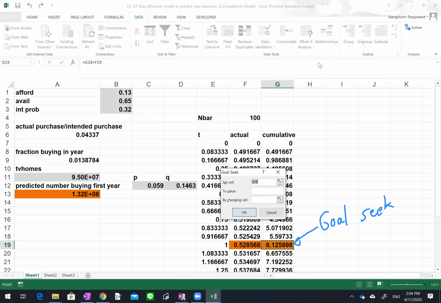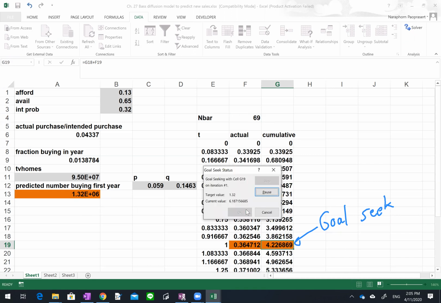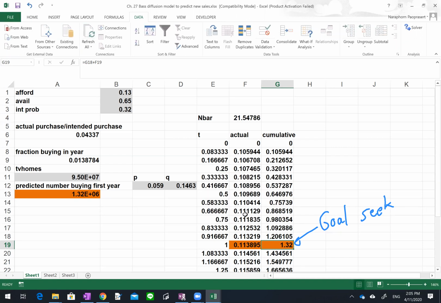The set cell is going to be the cell G19. You want it to be the same as this one, 1.32, so we just have to put in 1.32. And you want to change the cell N bar, so you just select N bar. You click OK. Now it's done. Then you can seek N bar so that this value is equal to 1.32.